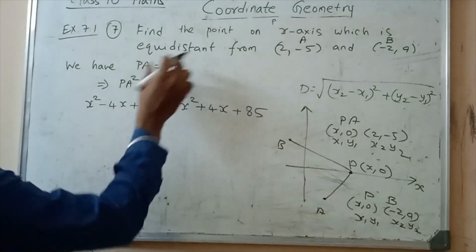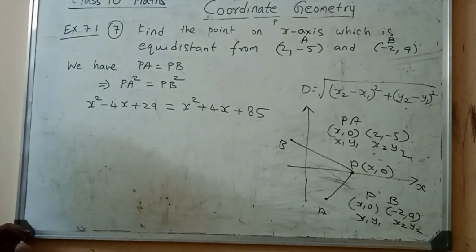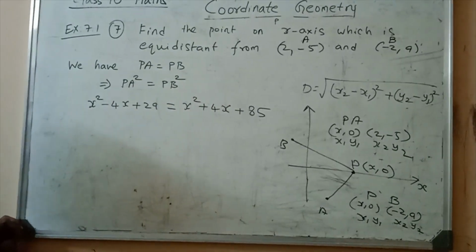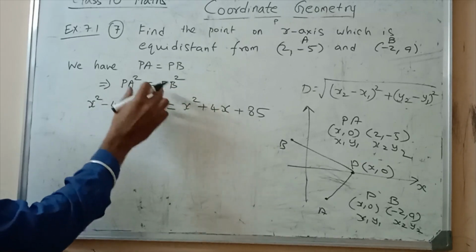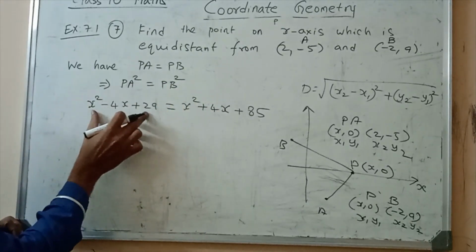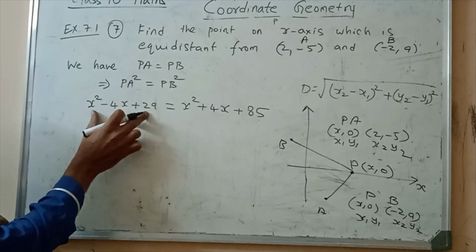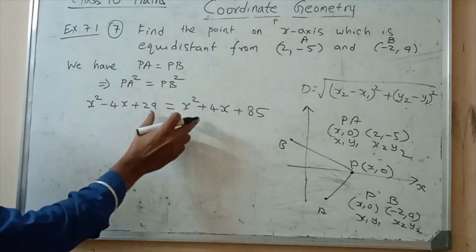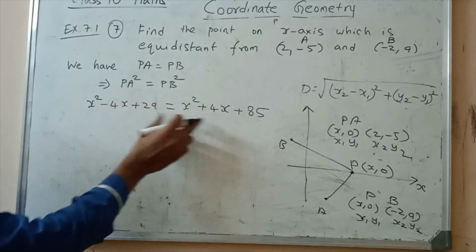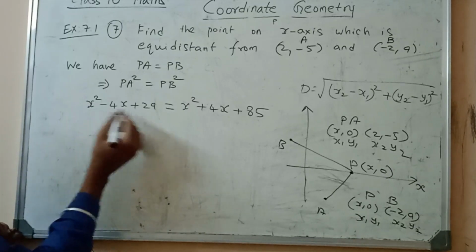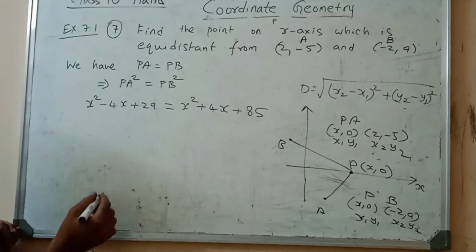As per the question it is given PA equal to PB. Now if you square both sides, the answer won't change. PA square equal to PB square, we are squaring both sides. We got PA is root over of x square minus 4x plus 29. If you square it, the square root will be removed. Like that both sides we get PA square equal to PB square. I have written whatever we have found already. So now I have to simplify this to find the value of x.